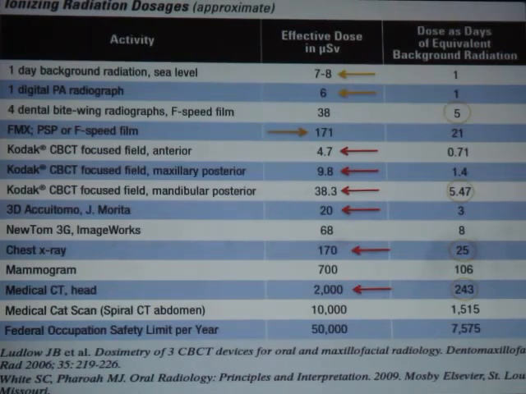And let's compare that to the medical X-rays, where the medical doctors take radiographs of chest X-rays. It's about 25 days of radiation. When they do a medical CT scan for the head, it's about 9 months of radiation.